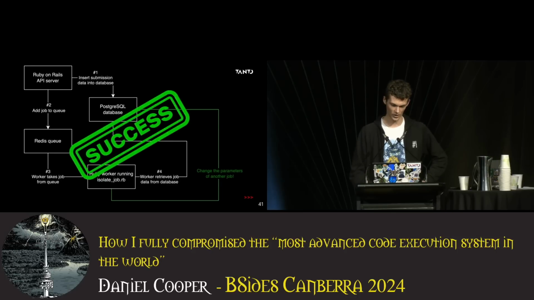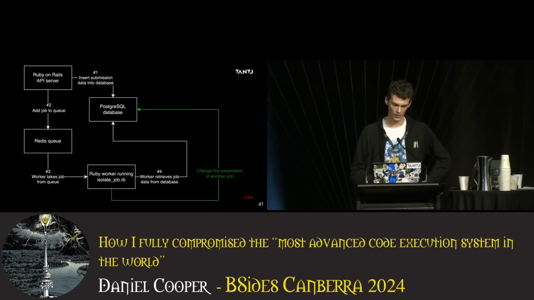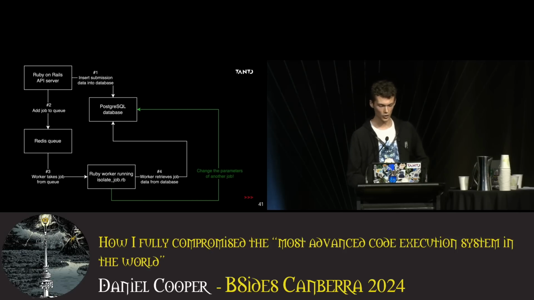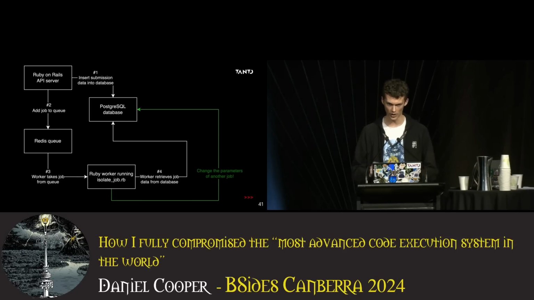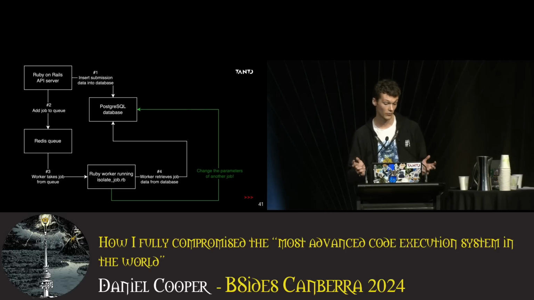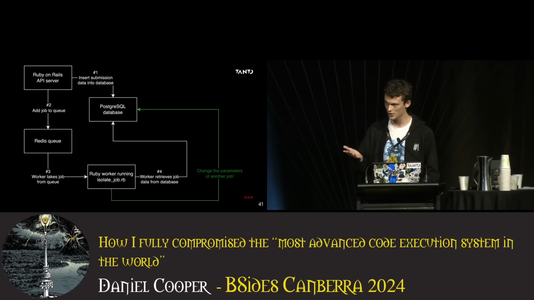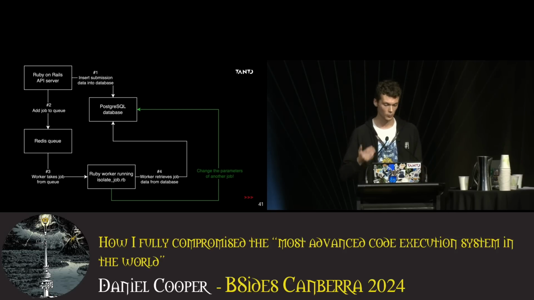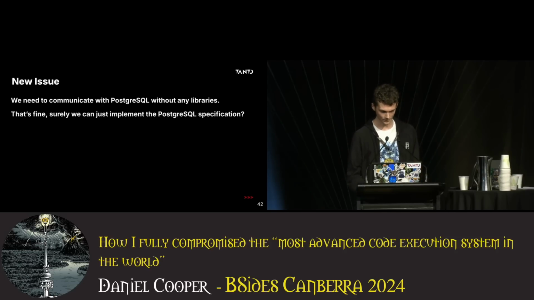So to summarize, what we have is the Ruby on Rails server which is running a job, and then the job contacts the PostgreSQL database, changes the data type of one of the safe integer parameters into a string with a command injection. Then once that job is executed, it causes a command injection and runs code outside of isolate.